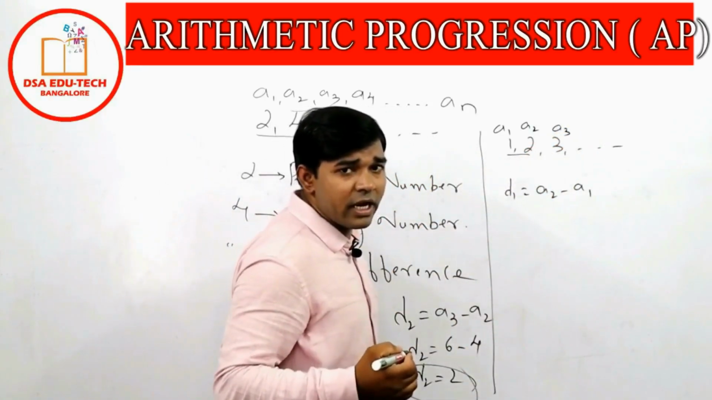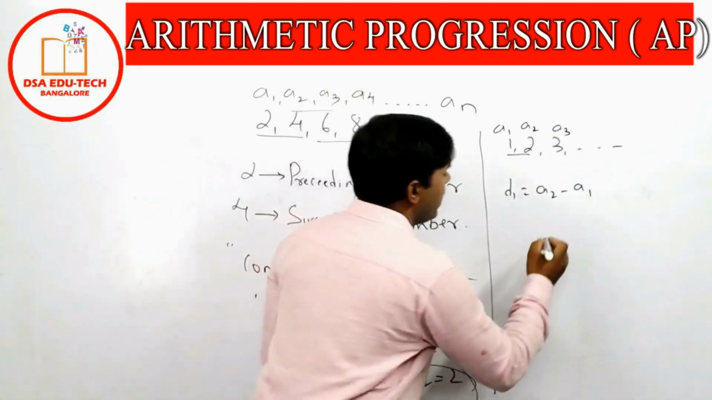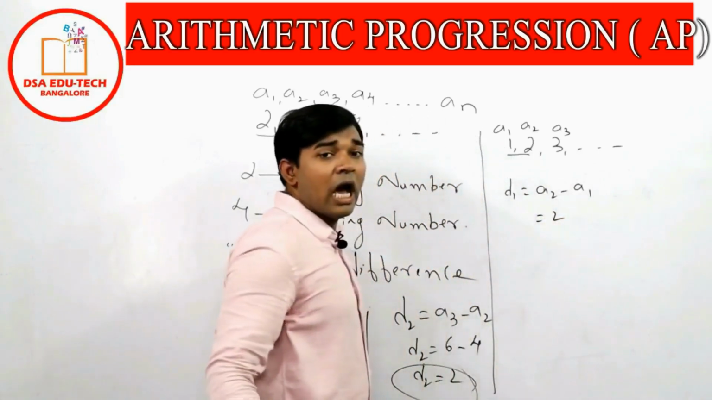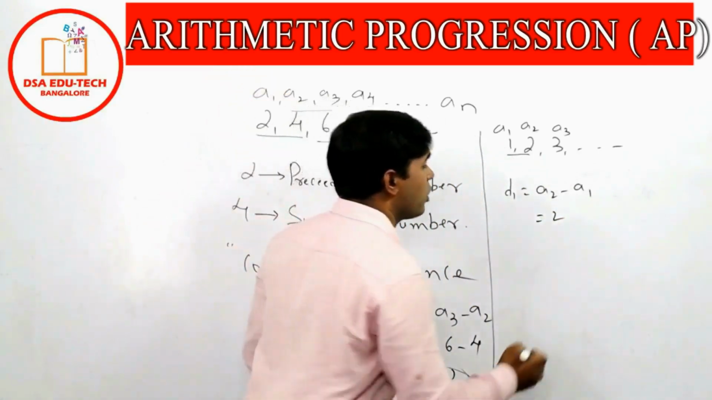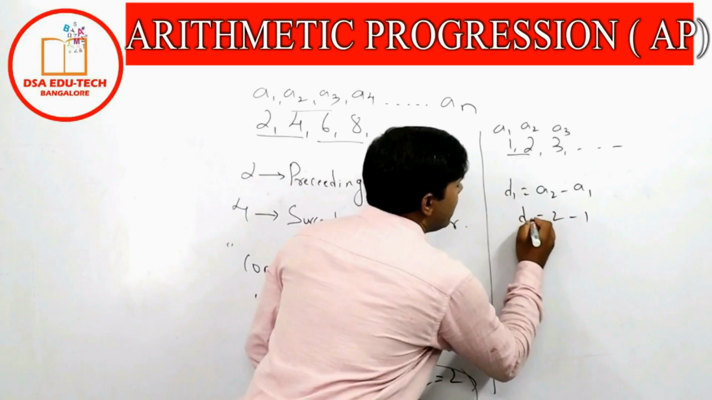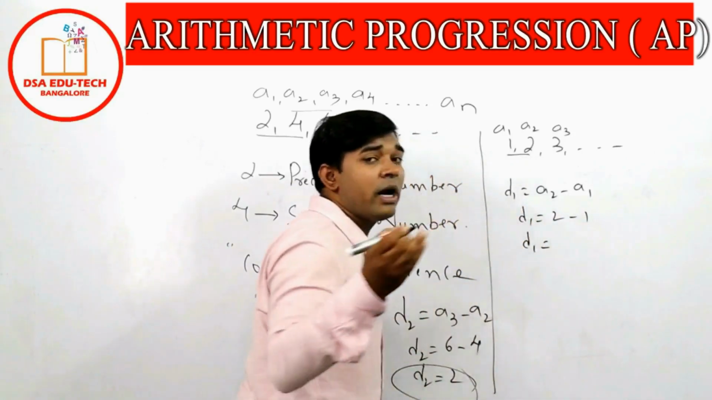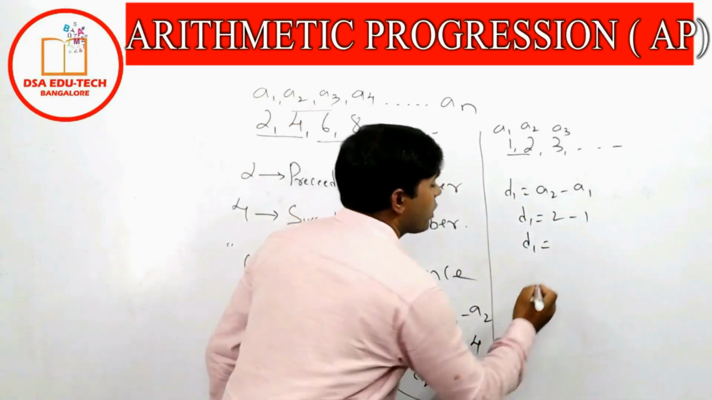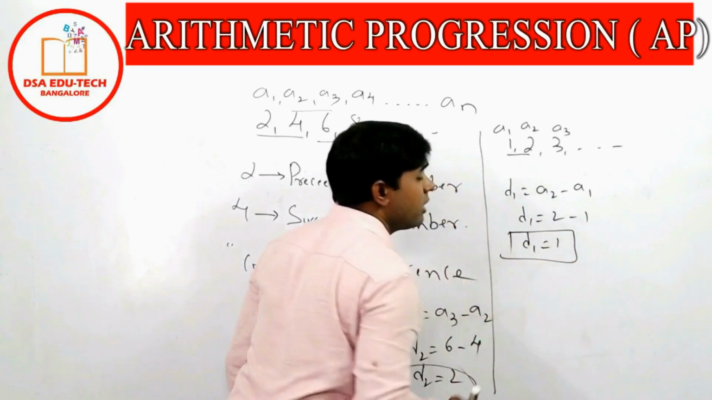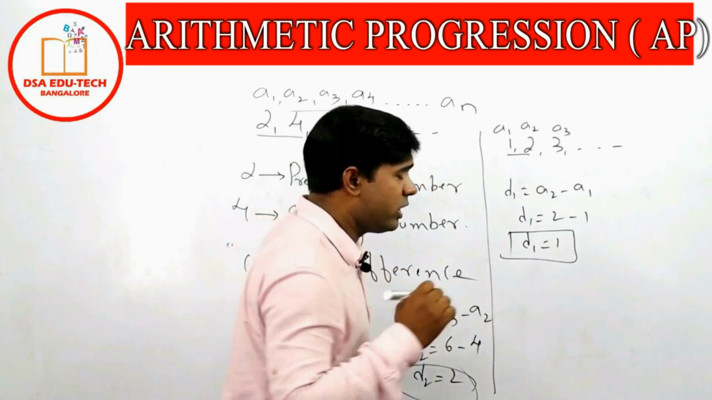So what is my A2? Yes, very good. A2 is 2 over here. And what is my A1? 1. Okay, so minus 1. So D1 is equal to 2 minus 1, which is nothing but 1. So how much did we get? D1 is 1. Let me calculate D2.